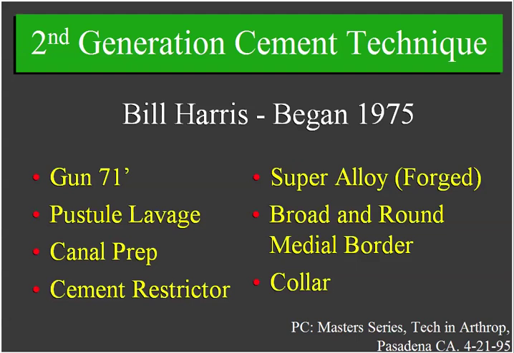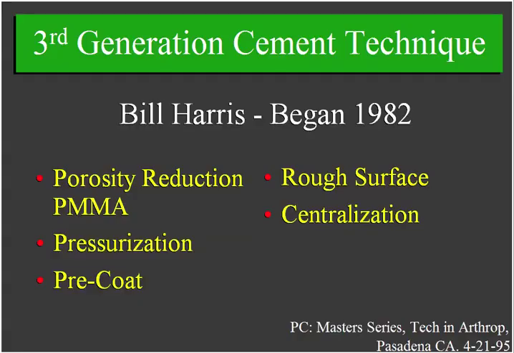Third generation is the big difference here where you have porosity reduction. You use a vacuum or use a centrifuge to reduce the porosity in the cement. You pressurize it. Use a thumb or you use a pressurization technique to really squeeze that cement into the interstices of the bone. Use a pre-coated stem. That's tending to fall out of favor. A little bit of a rough surface to hold it, to bind the cement to the prosthesis. And use a centralizer so you don't have a mantle defect.